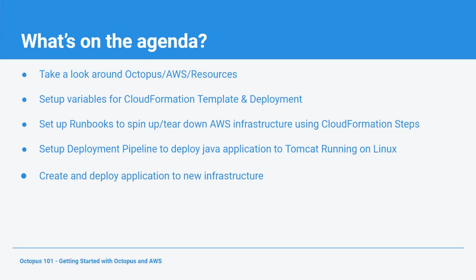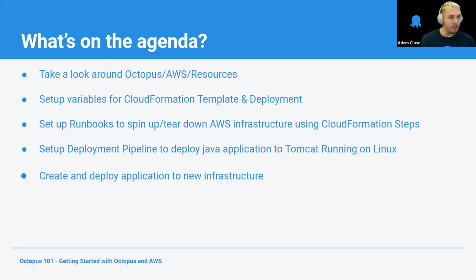So what's on the agenda? Again, we've got a lot to get through. It's going to be quite hands-on. We're going to be setting up some runbooks, deploying some infrastructure, and deploying out an application. So the first thing we're going to do is take a look around my Octopus instance, my AWS instance, and some resources that I've created. So there is a lot to get through. I've pre-configured some resources in Octopus and AWS, and we'll go through those first. We'll just check on them, make sure I've covered all that off.